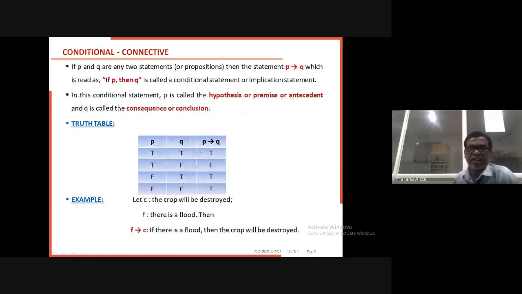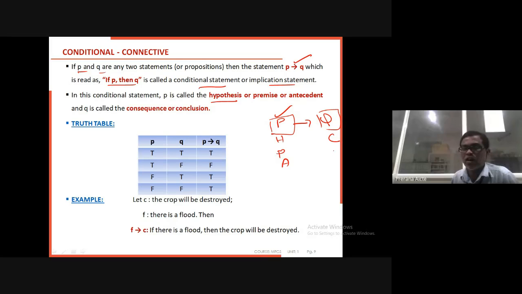And coming to the conditional connective. If P and Q are two propositions, and we want to connect those two propositions with the meaning if P then Q, then I am going to use this conditional statement or implication statement. The conditional statement is also called an implication statement, and it is denoted like this: P implies Q. There is a specific name for the P proposition and for the Q proposition. P is also called the hypothesis or premise or antecedent. Similarly, Q can be called the conclusion or consequent.